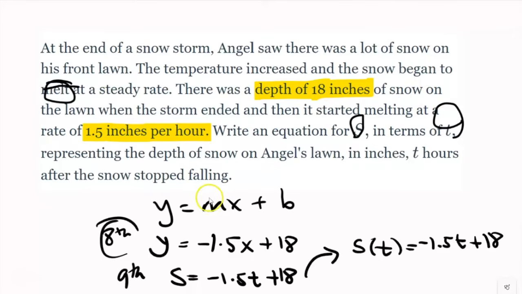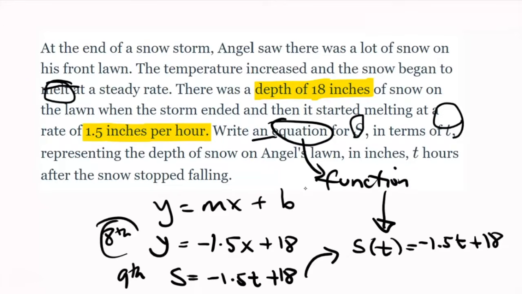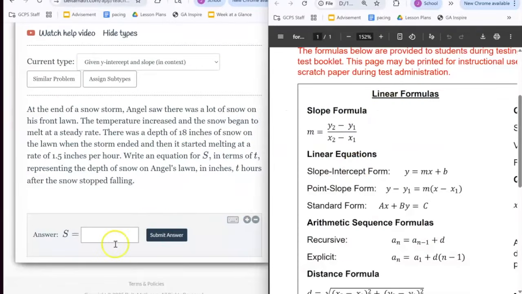However, in Delta Math, it's not saying write a function, it's saying write an equation. So again, that's the difference between those two words. Function looks like this. Equation looks like S equals. So you do need to know both depending on what the question is asking you. So negative 1.5t plus 18.